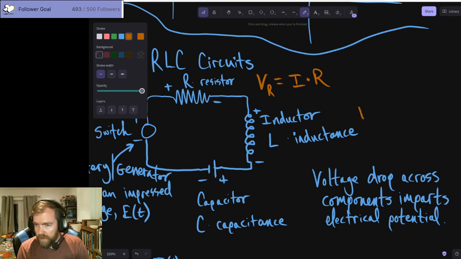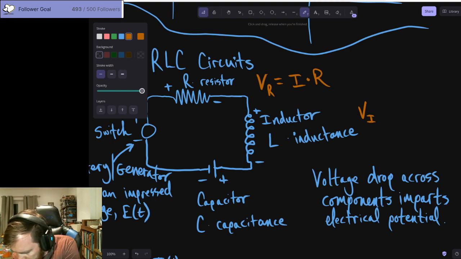The voltage drop across an inductor, that should not be an I. Let's make it an L.